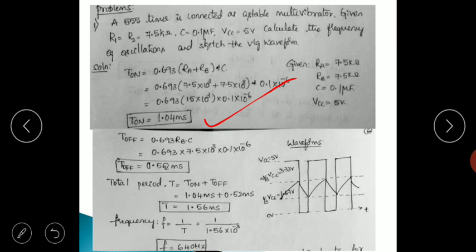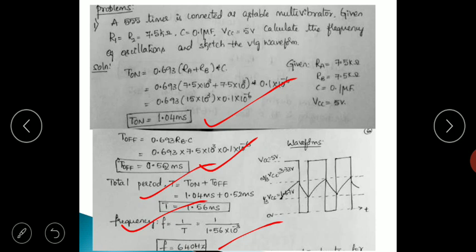Then T off is 0.693 into R2 into C, so T off is 0.52 millisecond. So when you add T on plus T off, you will get T, and that T is 1.56 milliseconds. Once you get T, F is 1 by T, that is, frequency is the reciprocal of time, so you will get F as 640 Hertz.